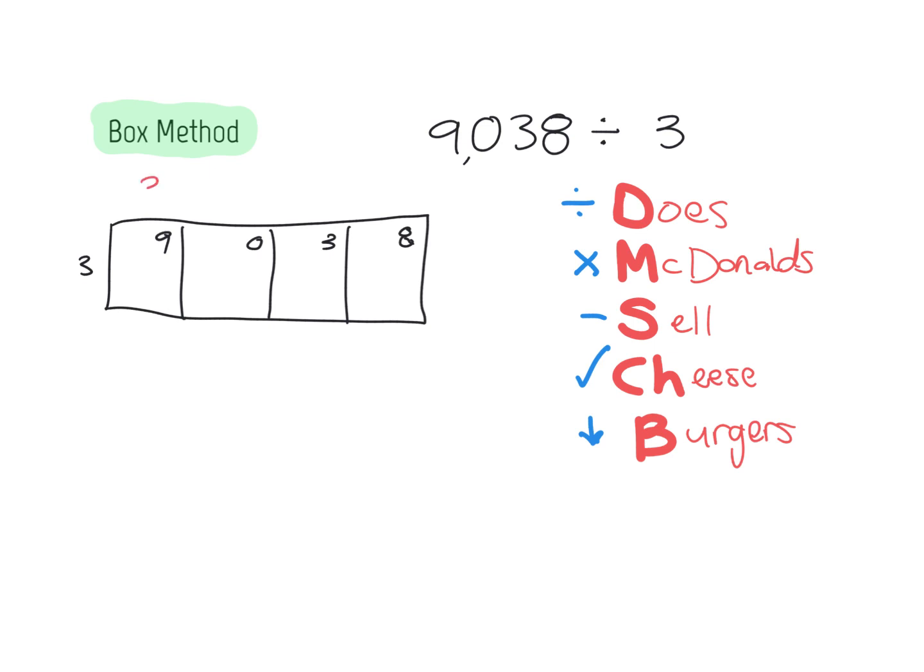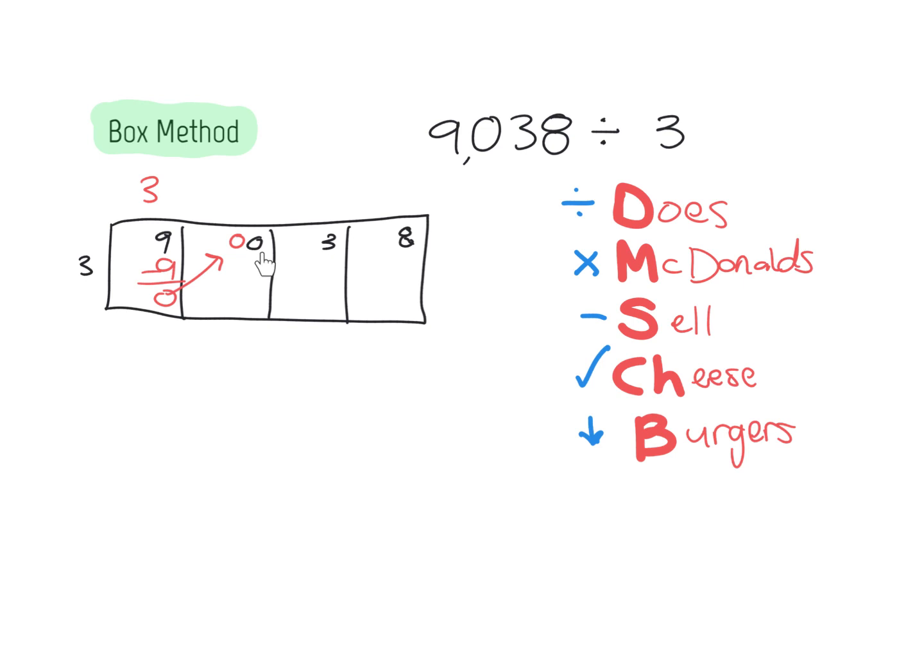So I'm going to put my 3 up here, and my next step is to multiply. 3 times 3 is 9. My next step is to subtract. So I'm going to do 9 minus 9. Get 0. My next step is to check. I'm checking, is this number smaller than what I'm dividing by? Which it is. 0 is smaller than 3, so I'm good there. And I'm going to bring over this 0 to my next amount. And I start the cycle right back over at the top again.